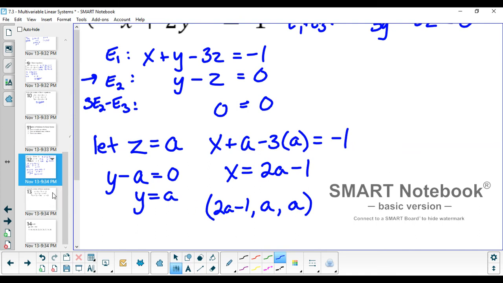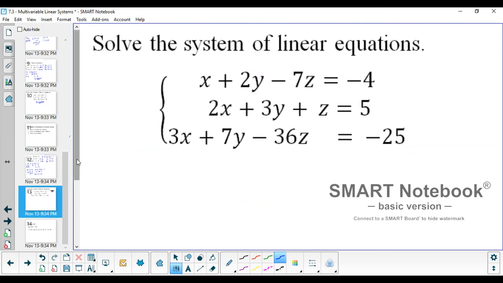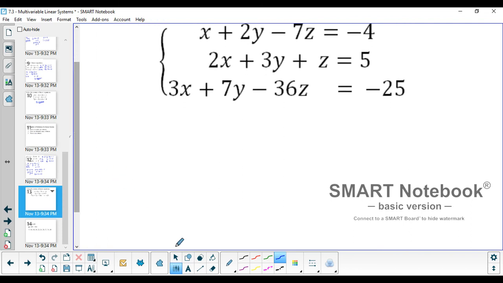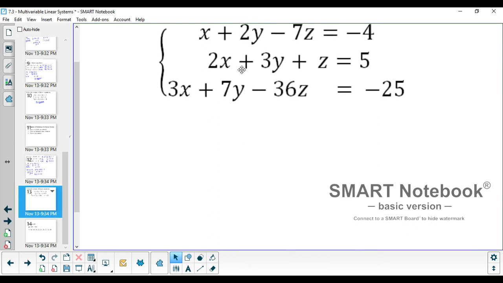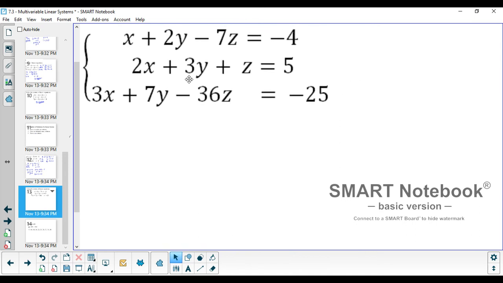All right, so let's look at one more of those. Again, I highly recommend that you go ahead and pause this right now and work on this yourself, and then if you get stuck or if you actually get it, play the video and check yourself. Okay, so this one looks kind of long here, but that's all right.